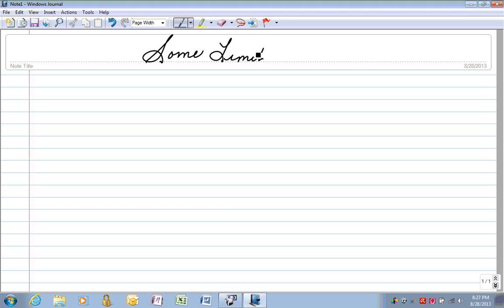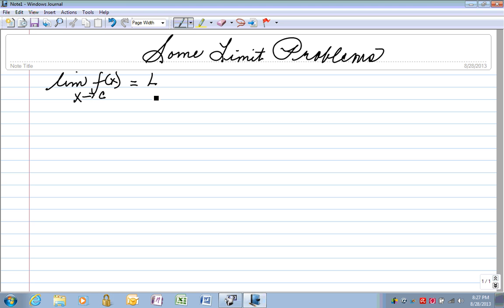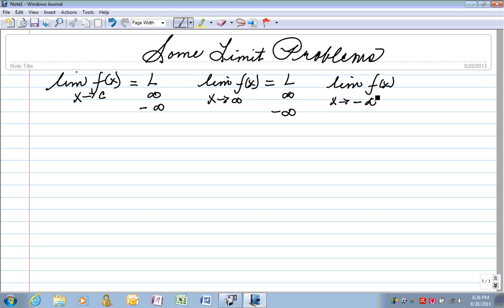We're going to talk about working some limit problems today. When we work limit problems, we have to remember a lot of different things. First of all, is it approaching c? And if it is, do we get L, infinity, or negative infinity? Is x approaching infinity? And do we get L, infinity, or negative infinity? And is the limit of f of x as x approaches negative infinity, do we get L, infinity, or negative infinity?